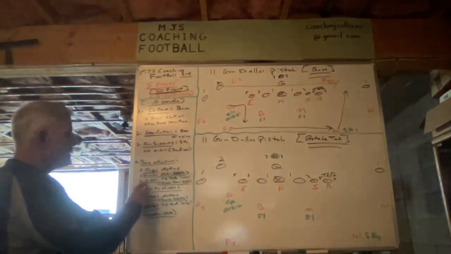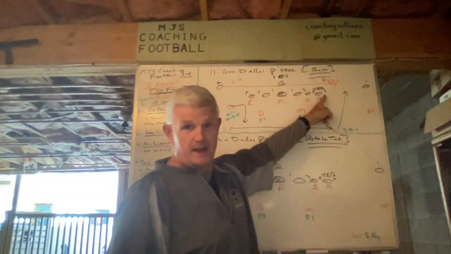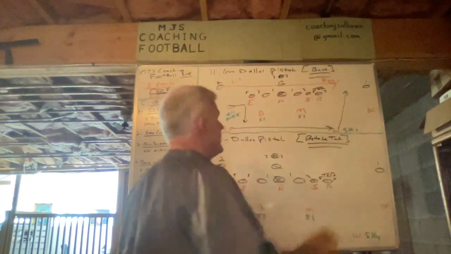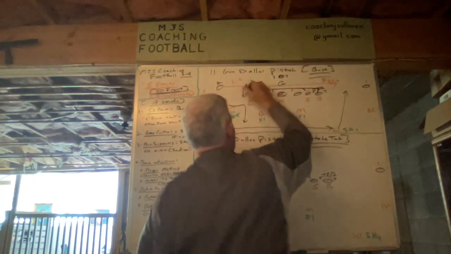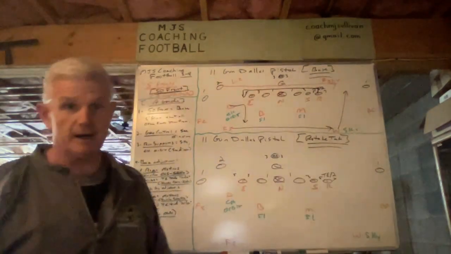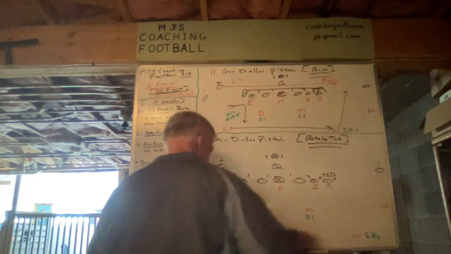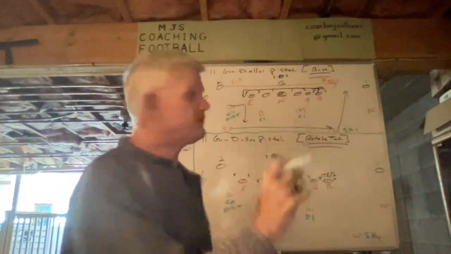So now, match. What if the tight end trades? So there's an inline tight end. And I'm just going to keep it all up there. Inline tight end. What happens if he were to trade? Well, that's where the match comes in. Because the rover and the Mike go to the tight end.